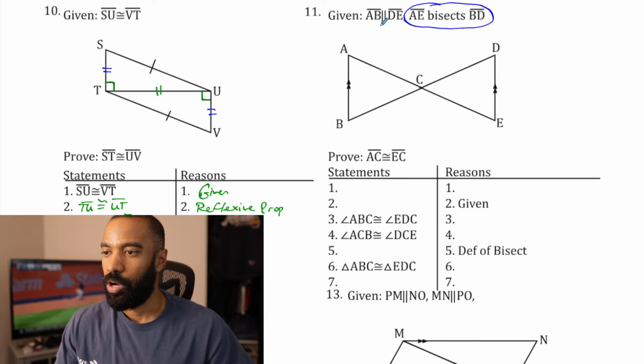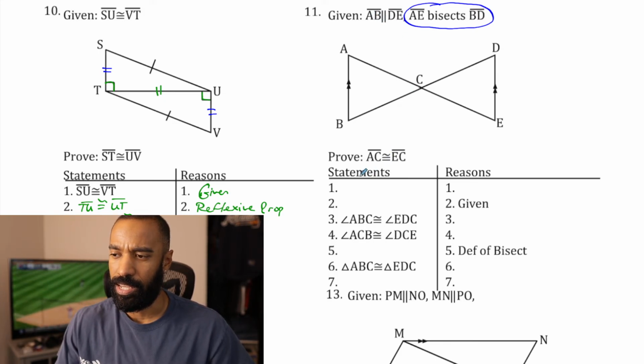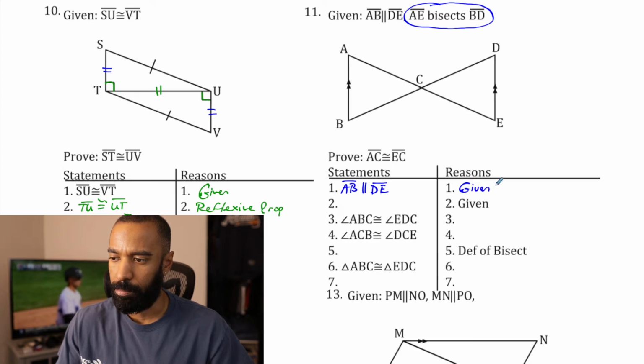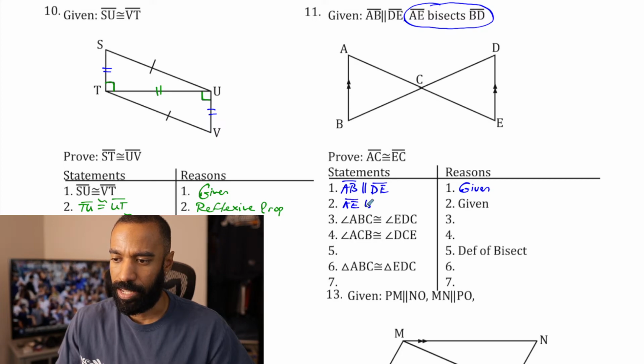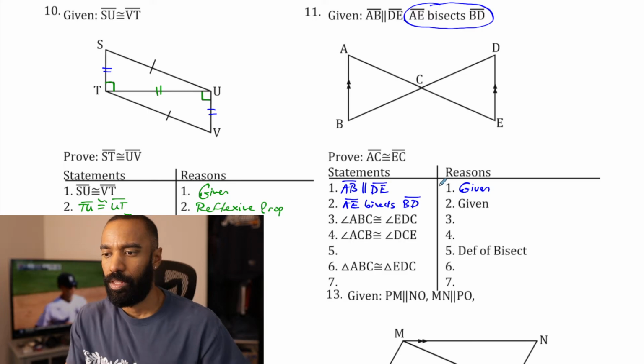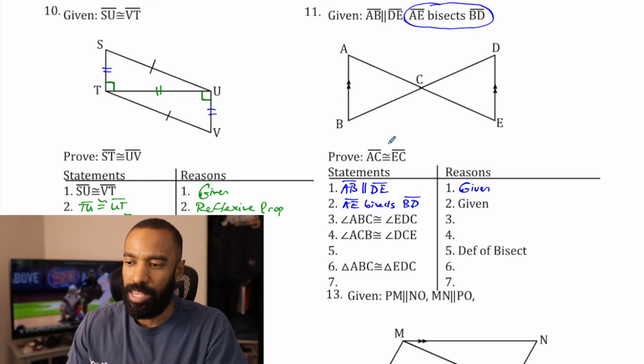Okay, so segment AB is parallel to segment DE. That's given. My capital G's are getting bad. It's also given that segment AE bisects segment BD. Okay. Angle ABC is congruent to angle EDC.